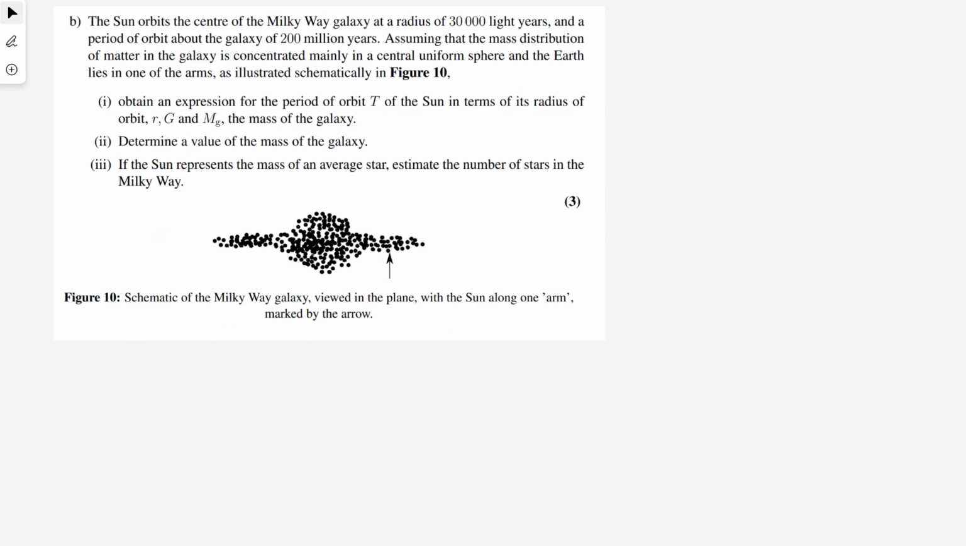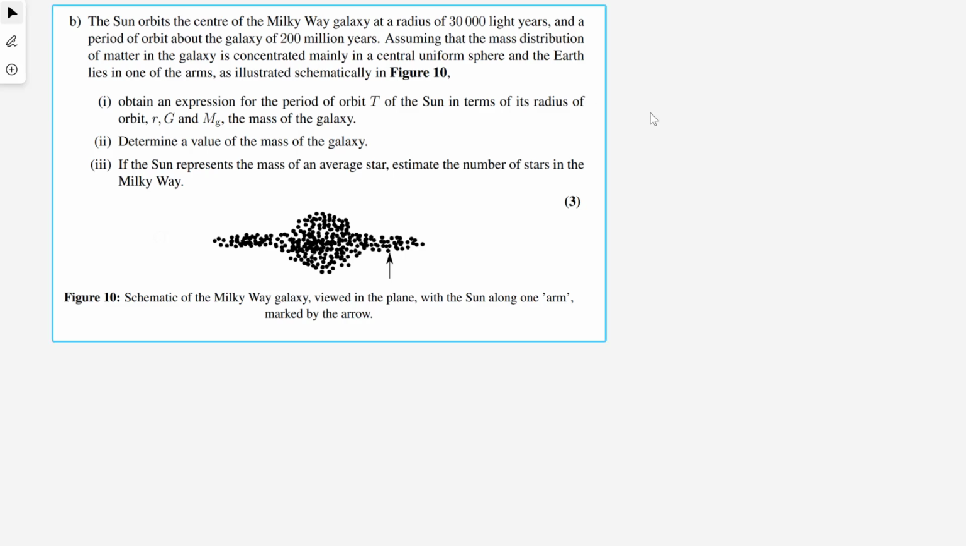So we have the Sun orbiting the center of the Milky Way galaxy. We're given loads of values over here. Assuming the mass distribution of matter in the galaxy is concentrated mainly in the central uniform sphere, and the Earth lies in one of the arms. So this is us just here.